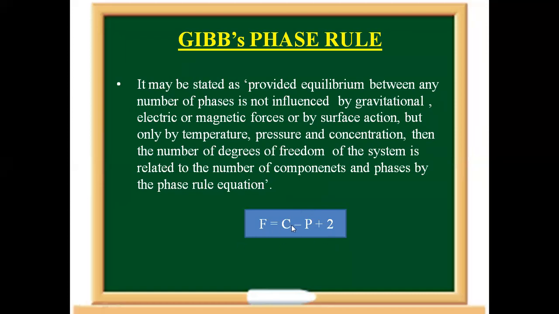Followed? F is equal to C minus P plus 2, where F is the degree of freedom, C is the number of components, and P is the number of phases. How this F, C, P is defined, we are going to see further, but this is the phase rule equation. Please write down. So based on this rule, we are going to carry forward our further topics. Okay, please write down the Gibbs phase rule and the equation. Based on this equation, we will be finding out the F, the C, and the P.